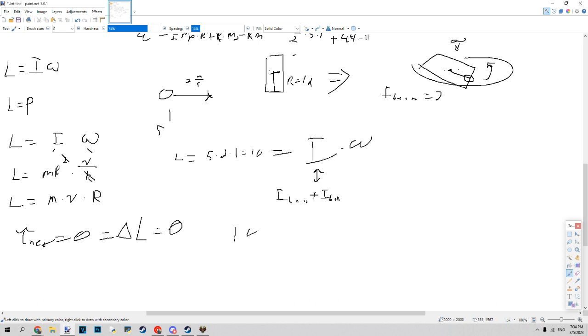Right, so we have 10 equals 2, plus the mass of the ball, 5, times the radius of where it impacted, which we said was 1, so 1 squared. All that times whatever this final rotational speed is. And we know that this is going to be 7, so this final rotational speed will be 10 over 7. Or if you want to write it differently, 1 3/7.